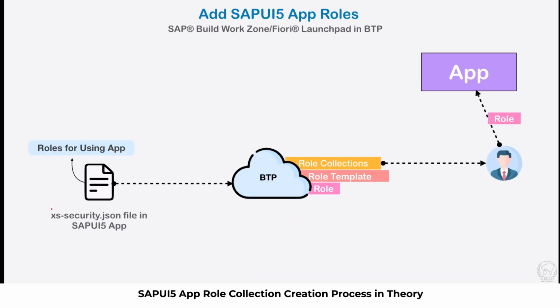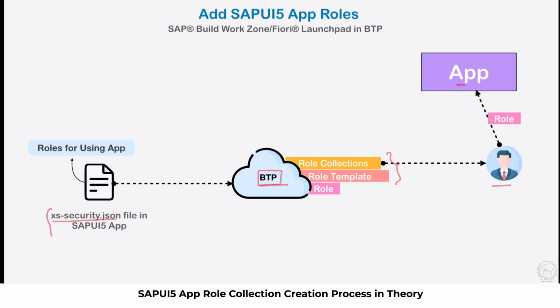Now when we have these roles defined in our xs-security.json file and we deploy the application to the SAP BTP environment, then automatically from your xs-security.json file, the role templates and the role collection will be part of your SAP BTP account. You can then give these role collections or role templates to the individual user, so the user can act accordingly on this application.